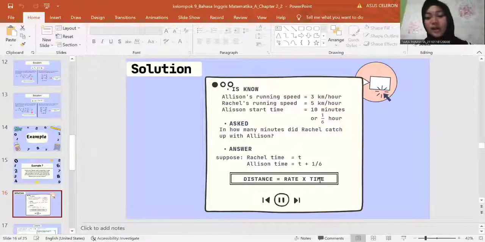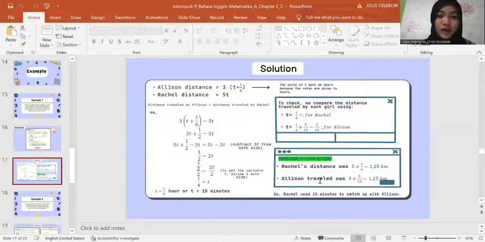Distance equals rate times time. The solution: Alison's distance is 3 times t plus 1/6. Rahel's distance equals 5t. Distance traveled by Alison, distance traveled by Rahel. So 3 times t plus 1/6 equals 5t.